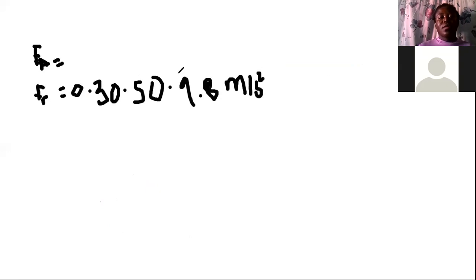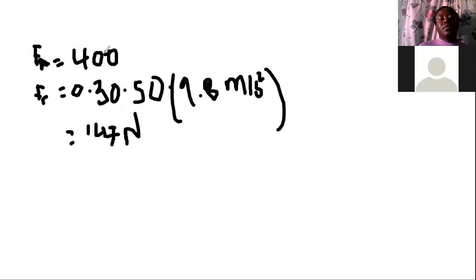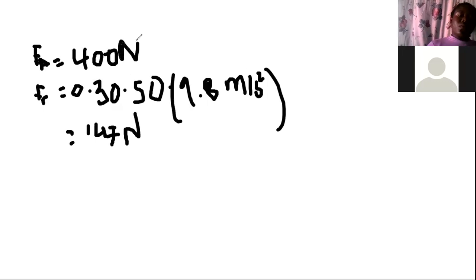This is the gravitational acceleration. Okay, so it's equals to what? So if we take 0.30, where's my calculator now? Okay, so if we take 0.30 times 50 times 9.8, we have that is equals to 147 Newton. Okay, and we are given this is 400 Newton. Okay, so we can go on.